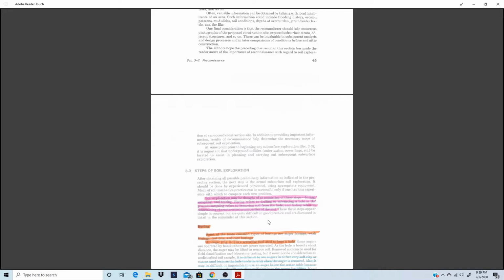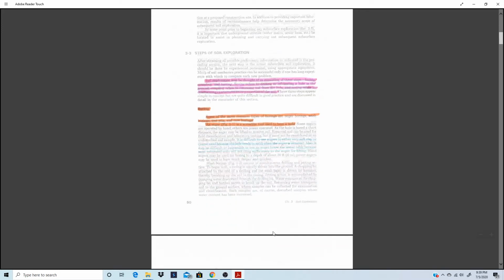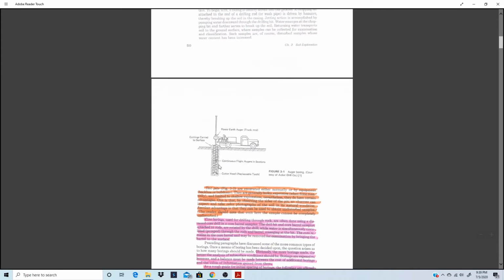Some of the most common types of boring would be an auger, wash boring, test pits, and core borings. So an auger would have like a screw type tip in it, and you would try to bore down. And there looks like a bore auger. So in other words, you need some machining. Usually a lot of times these bores would go like 100 feet deep. And I know a lot of your geotechnical firms will do that.